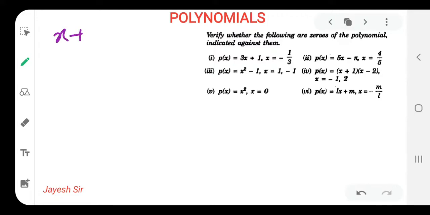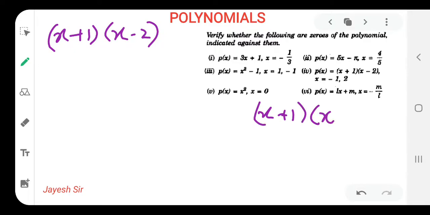What is our equation? x plus 1 in bracket x minus 2. Now we are having two methods. Further we can solve this or we can directly put the value. So I prefer that in this sum we should directly put the value instead of making the number larger and solving it further. So here we can put the value directly over here.